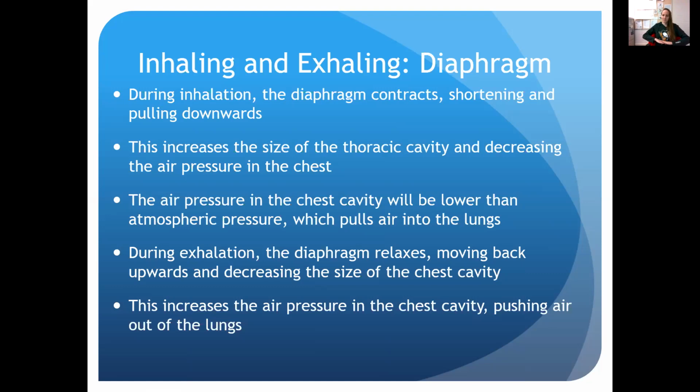So it goes from this relatively flat, constricted position to relaxing and pushing back upwards. As the diaphragm pushes back upwards, as it relaxes, it actually pushes the air out of the lungs back out into the atmosphere, because it is going to decrease the amount of space in your thoracic cavity. That means it's increasing the pressure in there, and that increased pressure literally pushes the gases out of your lungs.